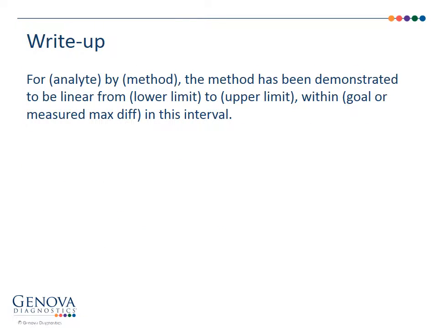So once you've got all this data, we're going to do a write-up. And for the linearity, this is the statement that comes straight out of the CLSI document. Let's use 1-methylhistidine, for example. For 1-methylhistidine by LCMS, the method has been demonstrated to be linear from 0.98 to 1,000 within a 20% CV and a 20% error. That's what that might look like. And then you would show your chart and your graph as supporting data.